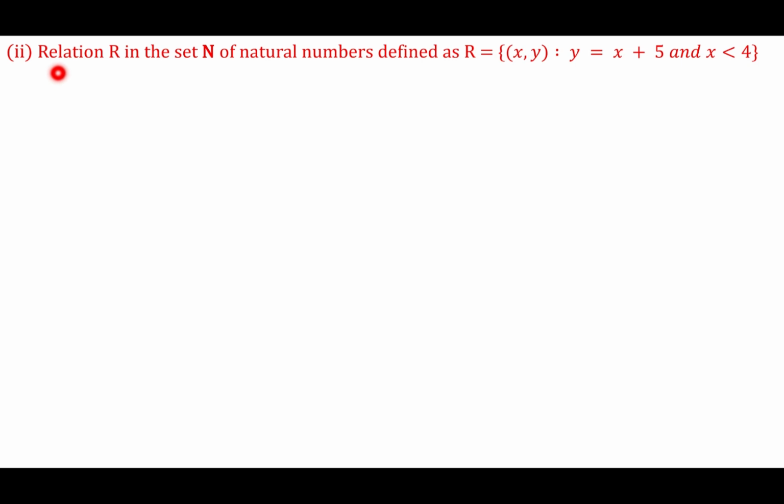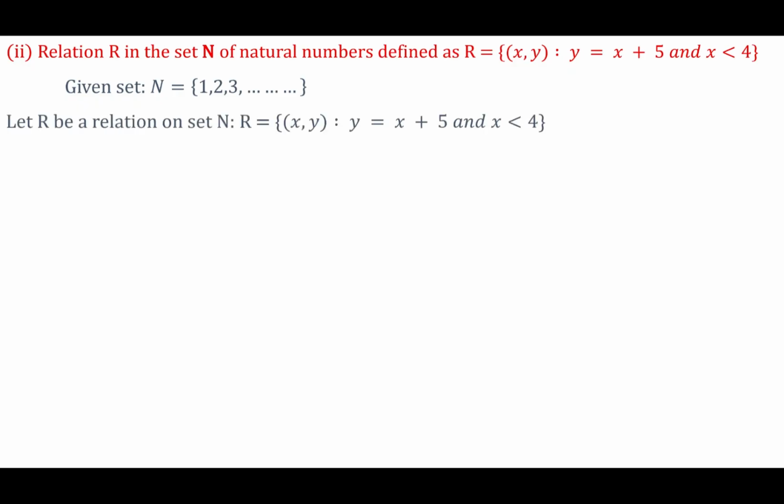Question 1, part 2. Relation R in the set N of natural numbers is defined as R equal to {(x, y): y equals x plus 5 and x less than 4}. The given set N is nothing but all natural numbers from 1 till infinity. Natural numbers start with 1. The relation R is defined on set N as (x, y) such that y equals x plus 5 and x less than 4.